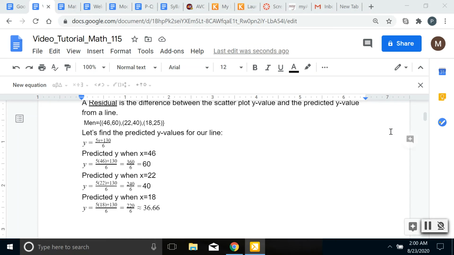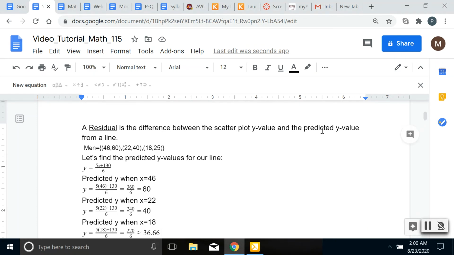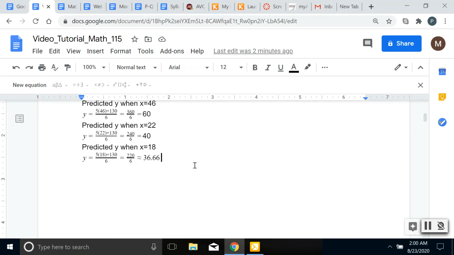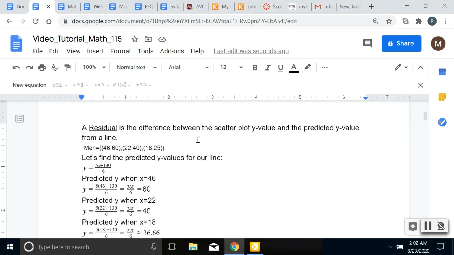So again, the residual is defined to be the difference between the scatterplot y value and the predicted y value. So let's compute the residuals now. Let me do it right here. Okay, let's do the residuals here. Again, the residual is the scatter plot y minus the predicted y from the line. So we're going up here. For 46, the first point here, the scatter plot y is 60, so it's going to be 60 for our first one.